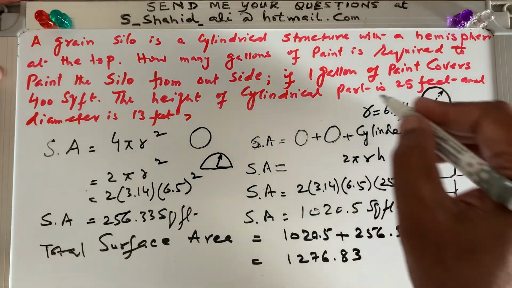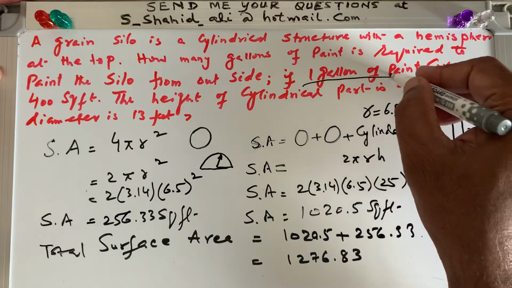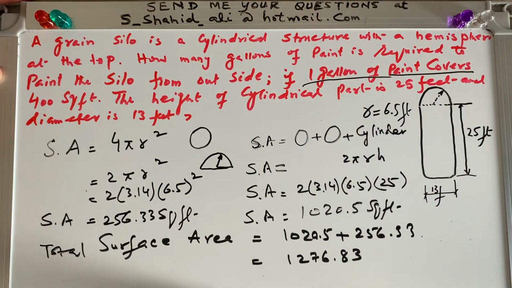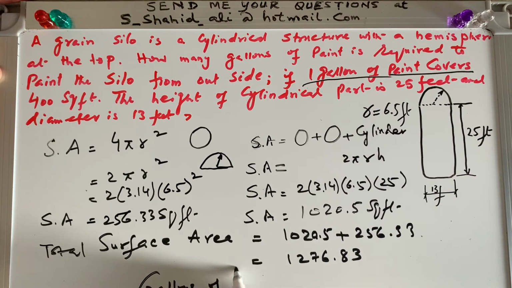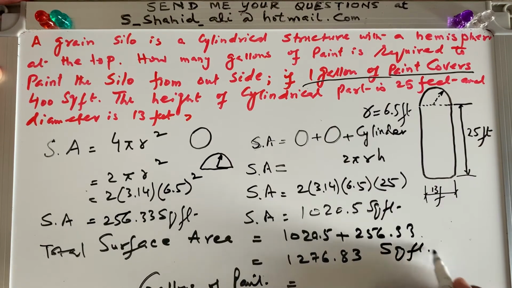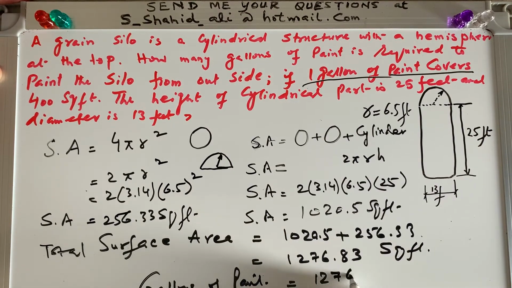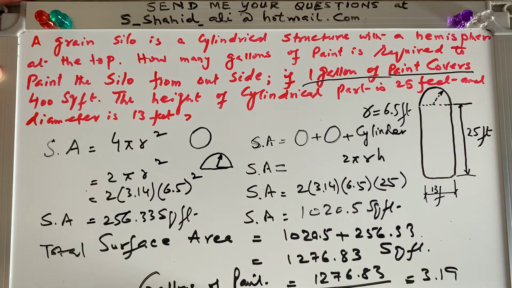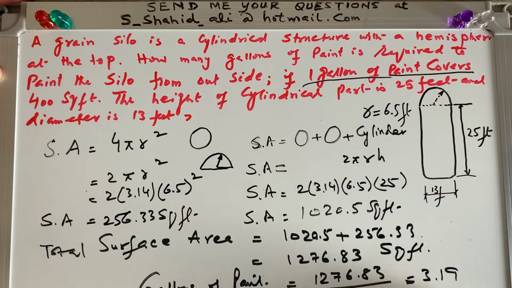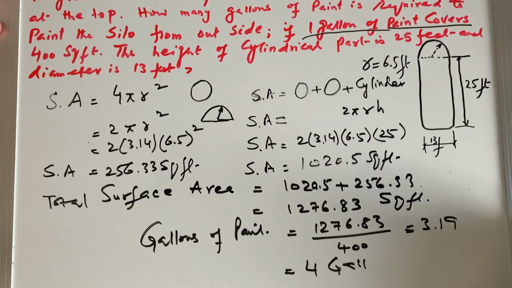And 1 gallon of paint covers 400 square feet. So gallons of paint required is the area divided by 400 square feet. So 1276.83 divided by 400 equals 3.19. But if it is more than 3, we have to have 4 gallons of paint. We need 4 gallons of paint.